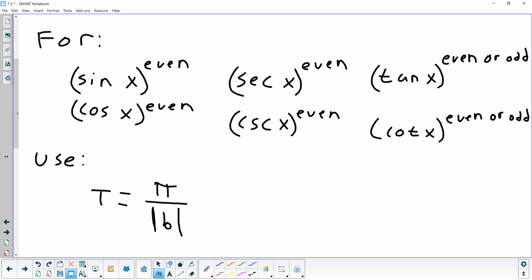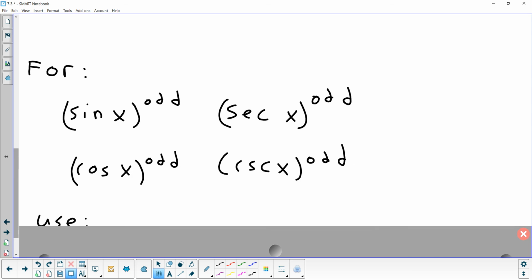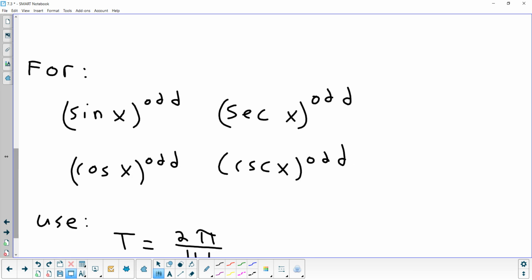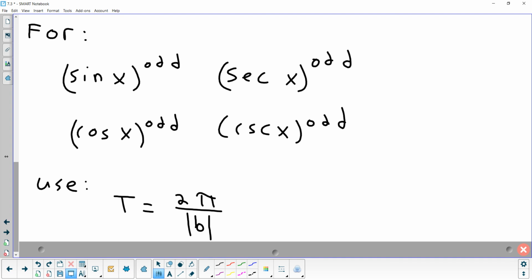Do people have what written down when this formula works? The other one you're going to write is just the other cases I haven't written, and it's 2 pi over d. That's when the other formula works. So that's sine, cosine, secant, or cosecant to an odd power: 2 pi over the absolute value of b.